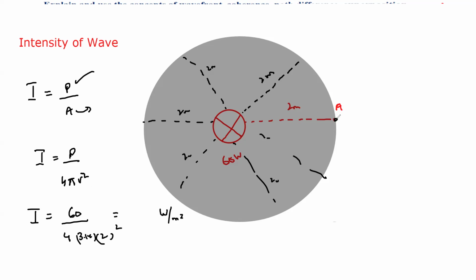The intensity at point A will be the same as the intensity at point B, point C, point D, and so on, because intensity is not calculated at a specific point. Intensity means how much energy is coming on a unit area in 1 second, so it is always calculated for an area. That's why we substituted 4 pi r square.